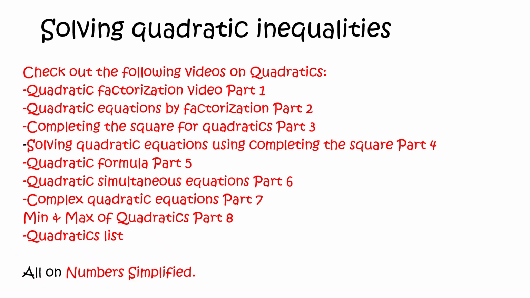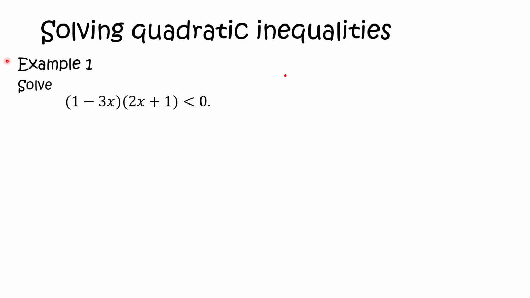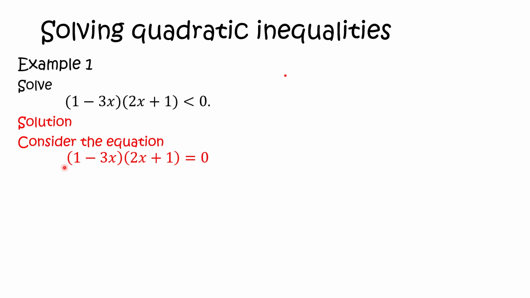Example 1. Solve (1 minus 3x)(2x plus 1) is less than 0. The solution. Consider the equation (1 minus 3x)(2x plus 1) is equal to 0. Take note, we made the sign to be equal in this case because we are going to consider the equation first, then analyze the inequality later on.